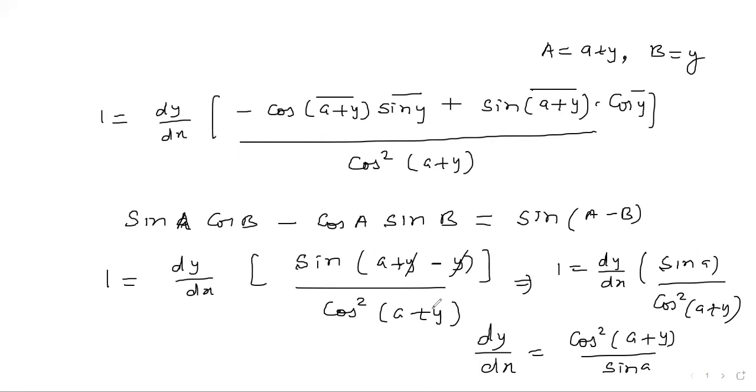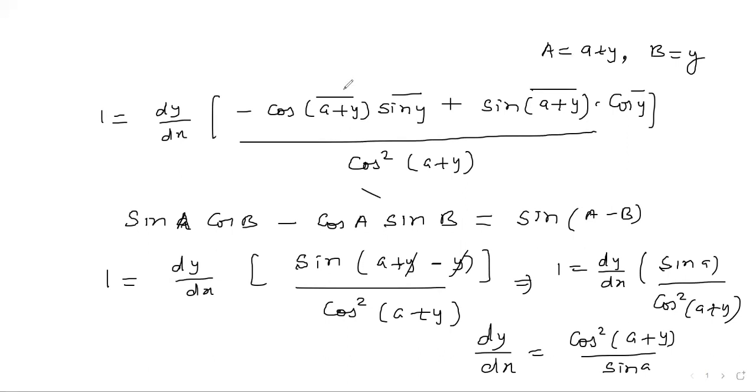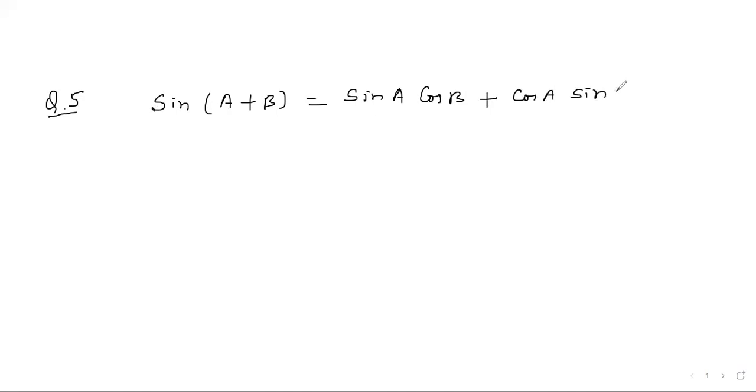Now let's take the next question. Question number 5. The question is: using the fact that sin(A + B) equals sin A cos B plus cos A sin B, find the formula for cos(A + B).